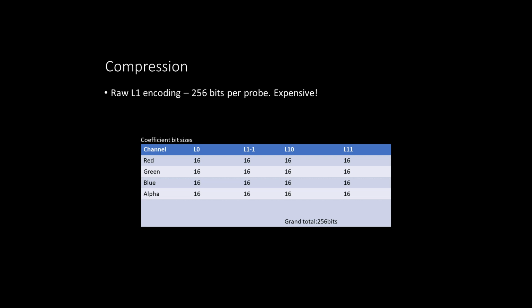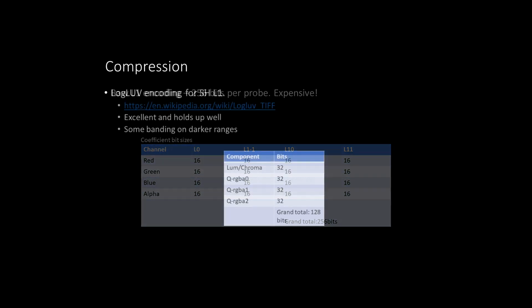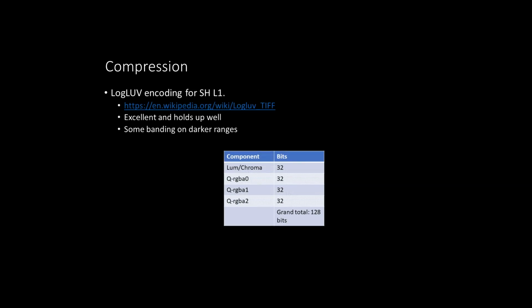On the other hand, we can treat the SH in another color space. We can extract the total luminance and chrominance of the entire sphere and pack it in 32 bits. We can then use 3 more components for a second band as a chrominance color space. This will give us a grand total of 128 bits. This is also called log LUV compression.